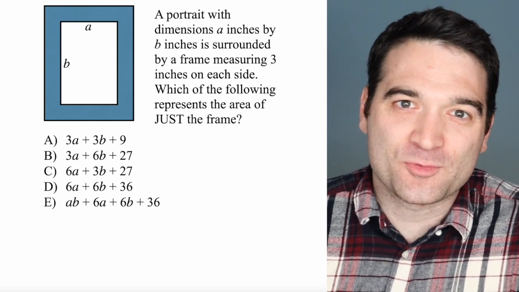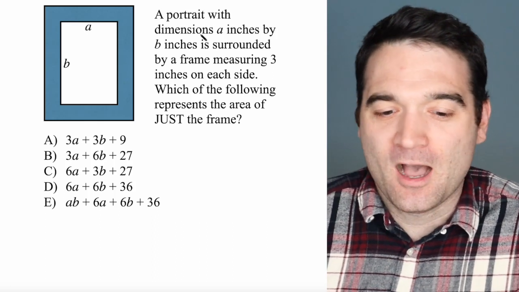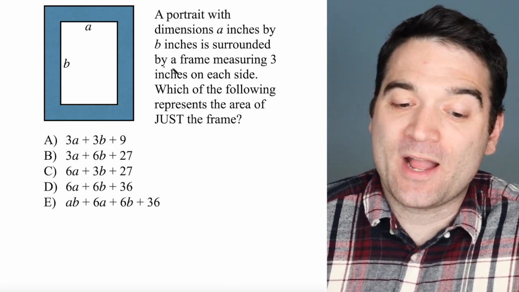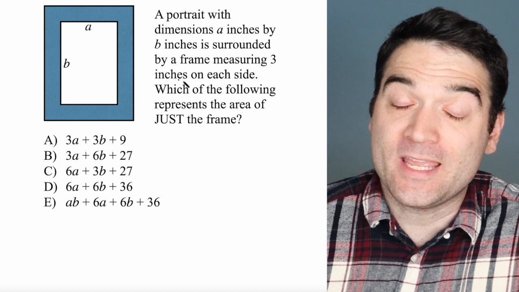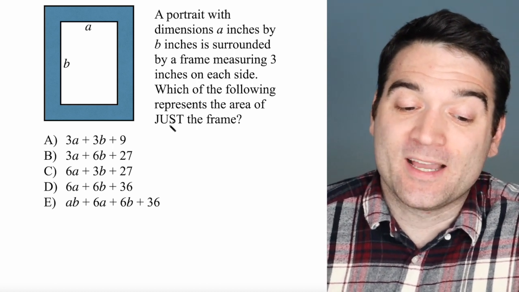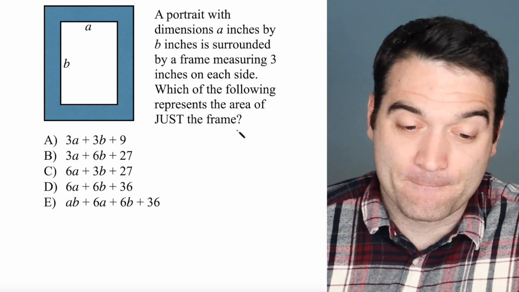Here's a GRE algebra question. Let's take a look. A portrait with dimensions A inches by B inches is surrounded by a frame measuring 3 inches on each side. Which of the following represents the area of just the frame?